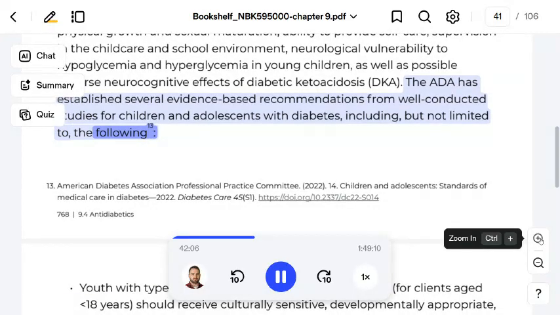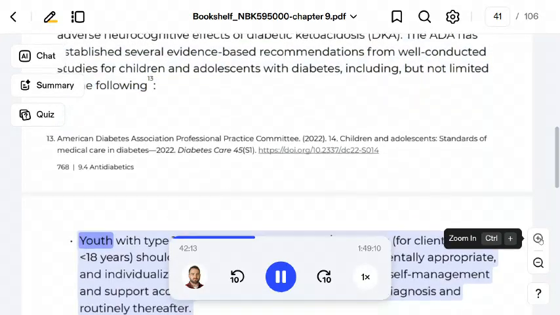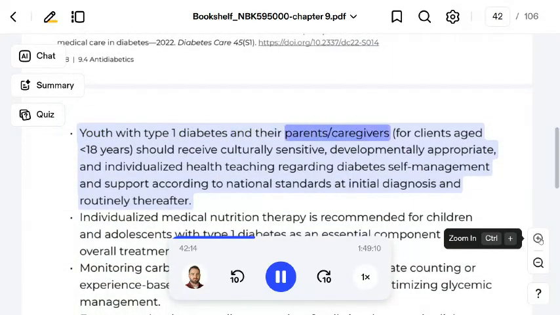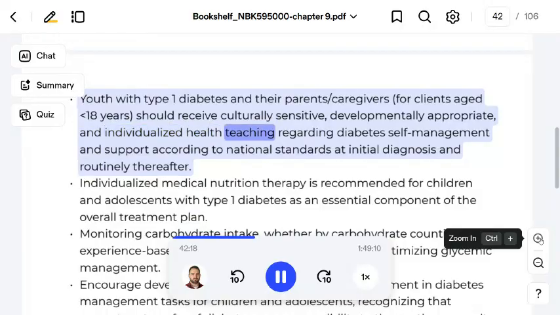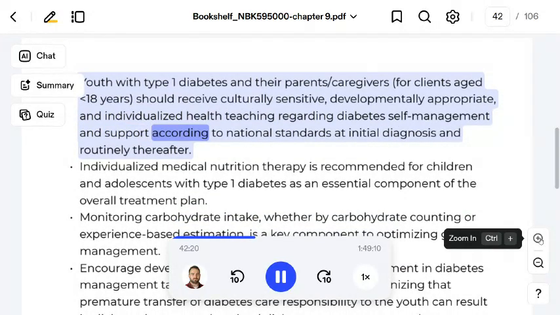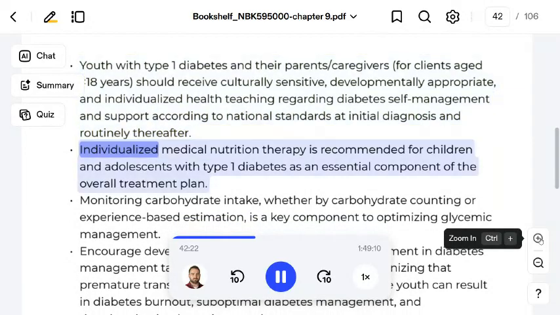limited to the following. Youth with type 1 diabetes and their parents or caregivers should receive culturally sensitive, developmentally appropriate, and individualized health teaching regarding diabetes self-management and support, according to national standards at initial diagnosis and routinely thereafter.